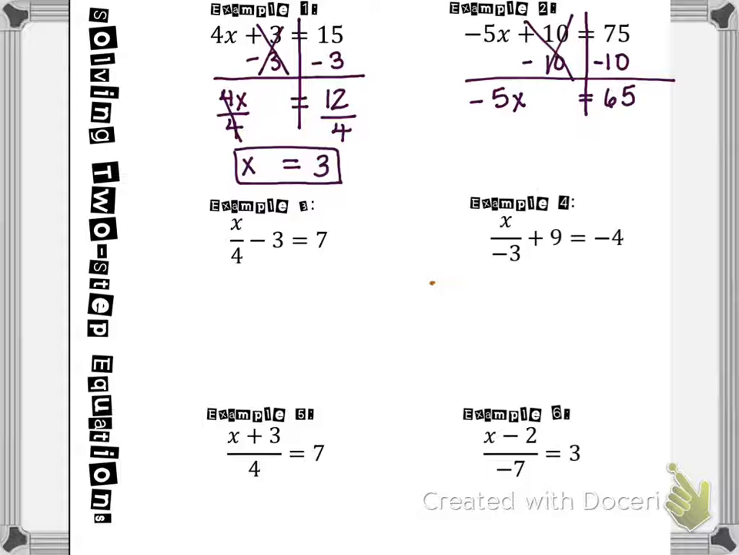So that's a multiplication problem, so the opposite thing I need to do is divide. And I must take that negative with me. I have to divide by negative 5, and I do that on both sides of the equal sign. Those cancel out, and I'm left with 1x. 65 divided by negative 5 is going to be negative 13.